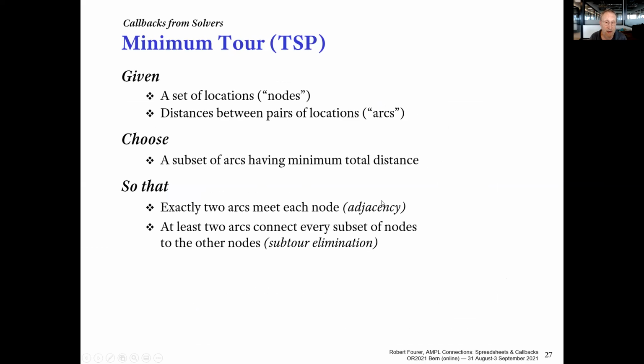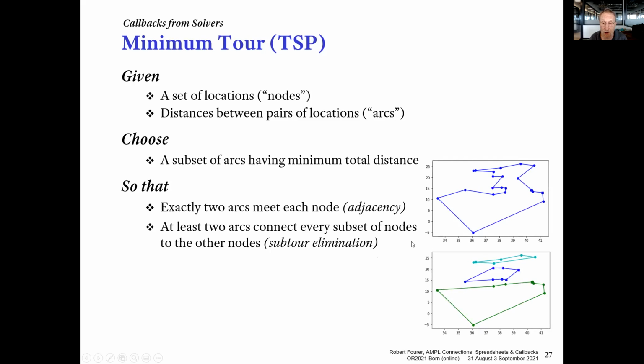And there are two kinds of constraints. One says that to be a tour, exactly 2 arcs have to meet at every node. And also to be a tour, it has to look like this and not have subtours like this. So there are a lot of constraints that eliminate subtours.